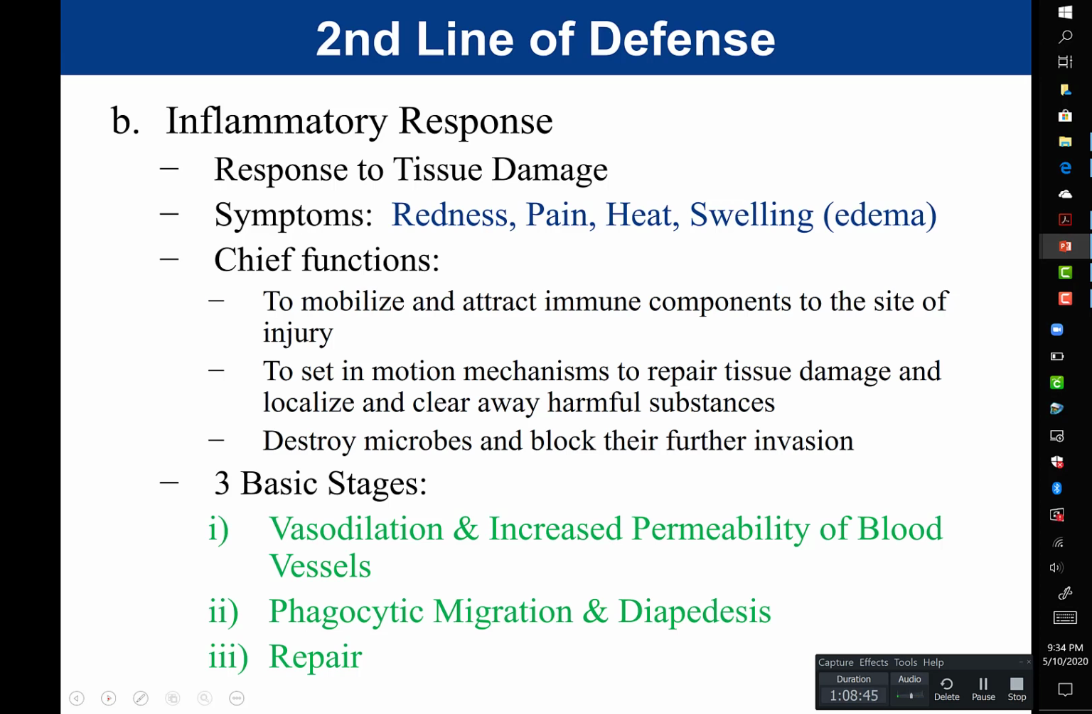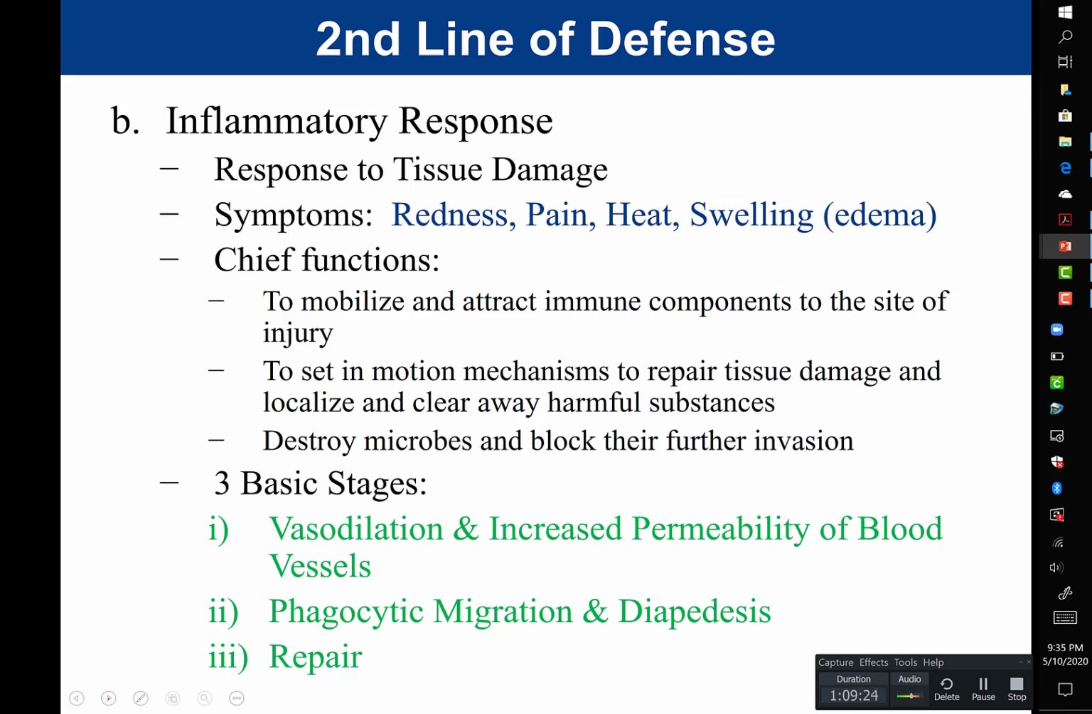So if you get a cut, for example, and the cut gets red or feels warm or there's pain, that is a signal that your body is mounting an inflammatory response in response to that tissue damage, in response to that cut. The chief function of the inflammatory response is to mobilize and attract immune components to the site of the injury. So letting the body know that foreign invaders have penetrated the first line of defense.